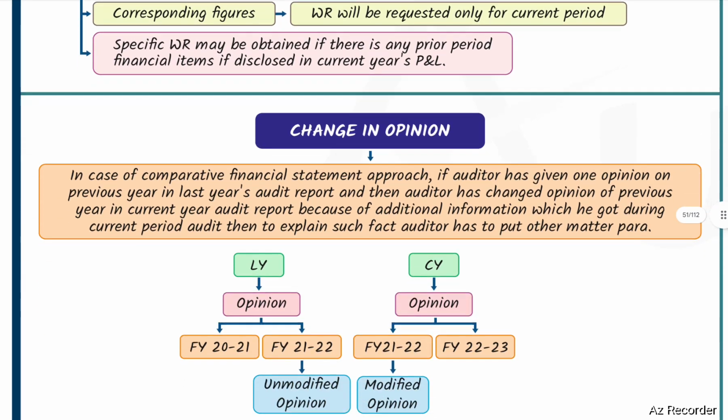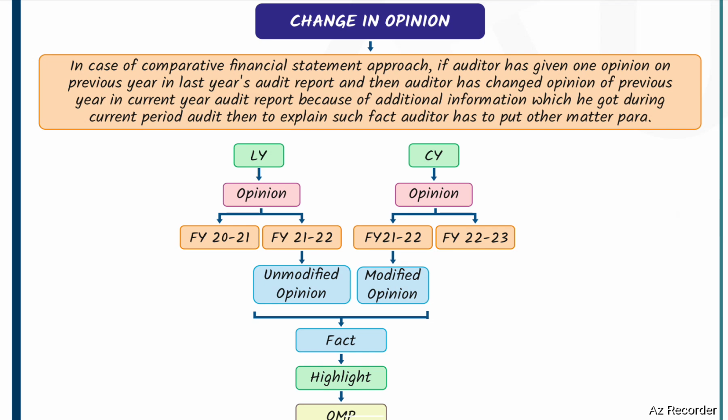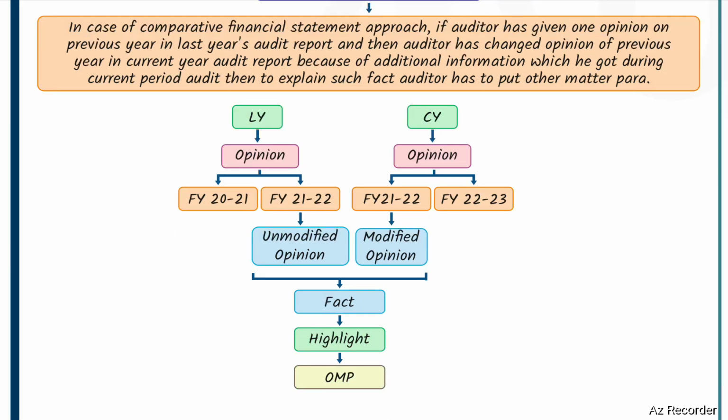Change of opinion. In case of a comparative financial statement approach, if the auditor has given one opinion on the previous year in last year's audit report, and then the auditor has changed the opinion of the previous year in the current year auditor's report because of additional information which he got during the current period audit, then to explain such fact, the auditor has to put the information in the other matter paragraph. For example, in the last year, the auditor has expressed opinion for financial year 2021 and 21-22.